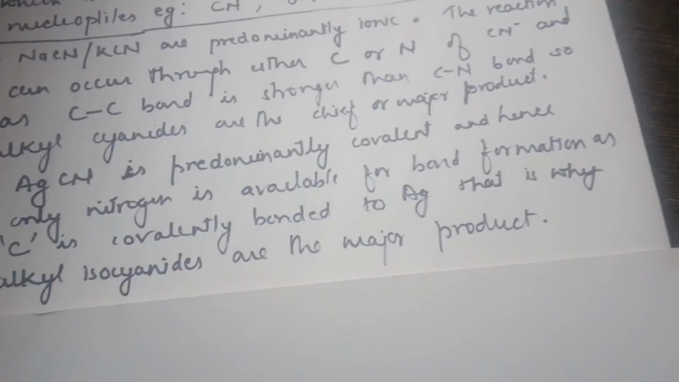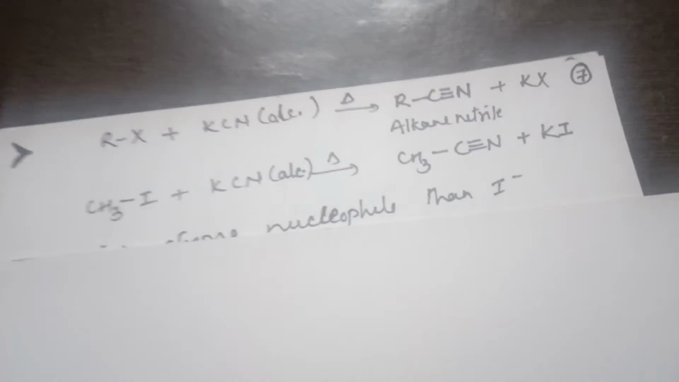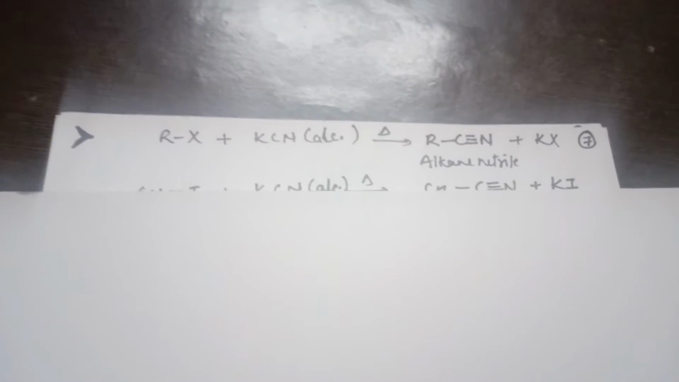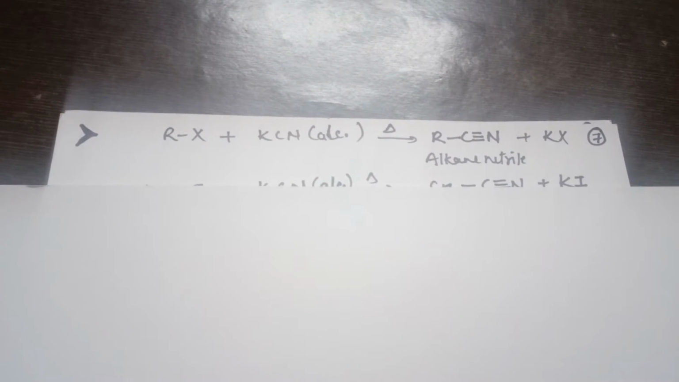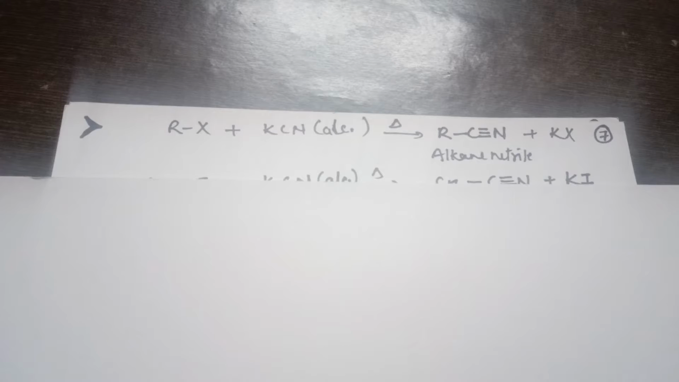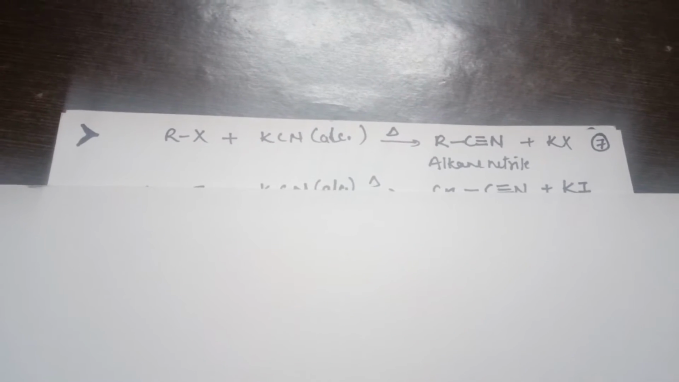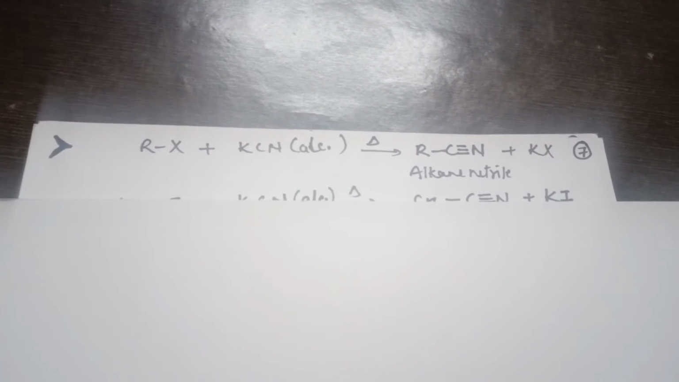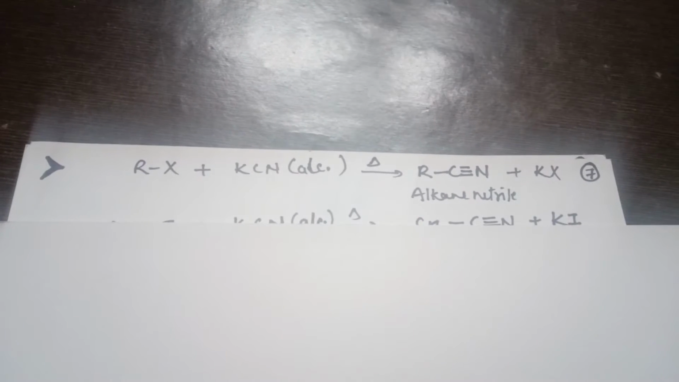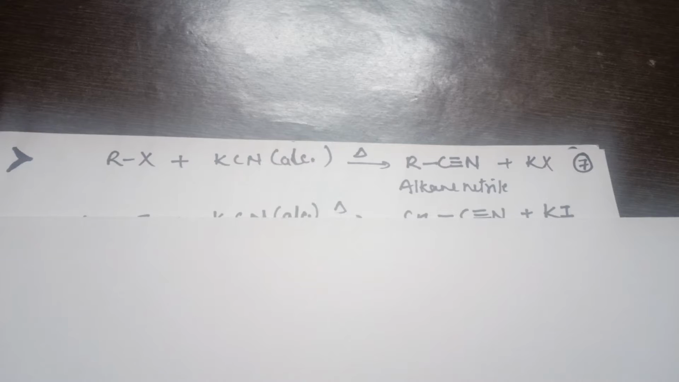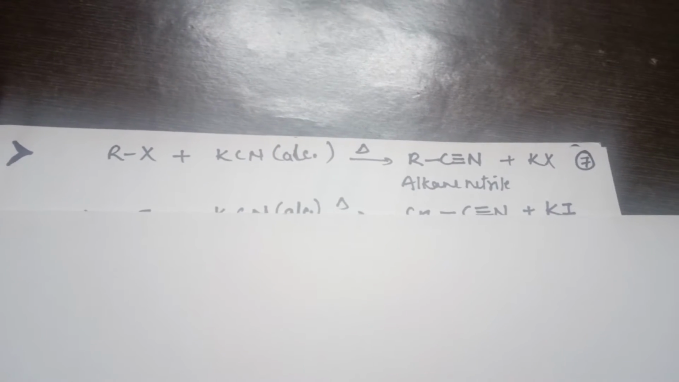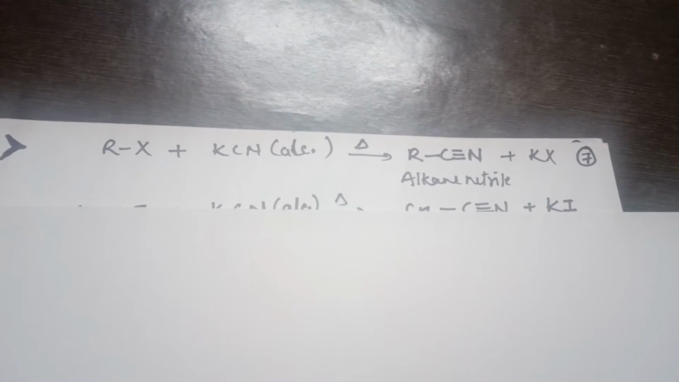Now I'm switching to the next category, and that is a very important topic. In the next category of nucleophilic reactions, I'm having alkyl halide reacted with KCN in the alcoholic medium. When you heat alkyl halide with potassium cyanide in the alcoholic medium, alkane nitrile, or you can say alkyl cyanide, will be formed here.